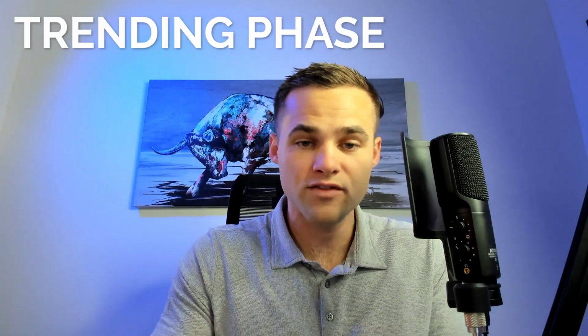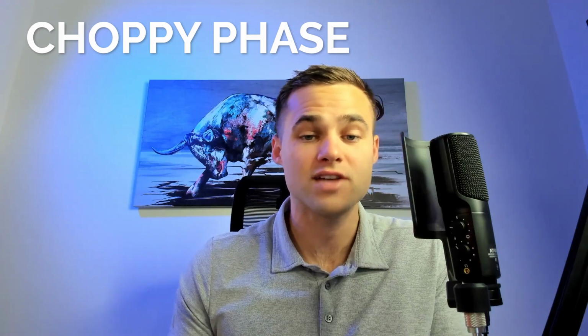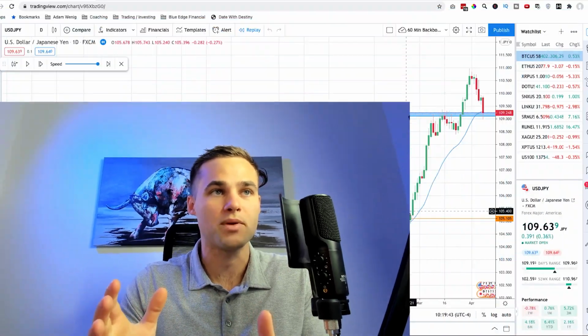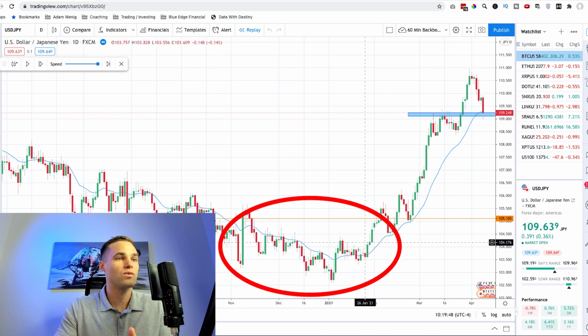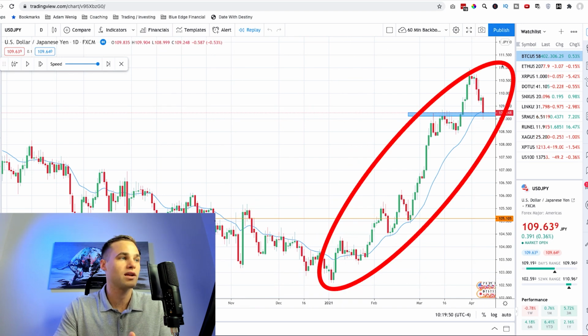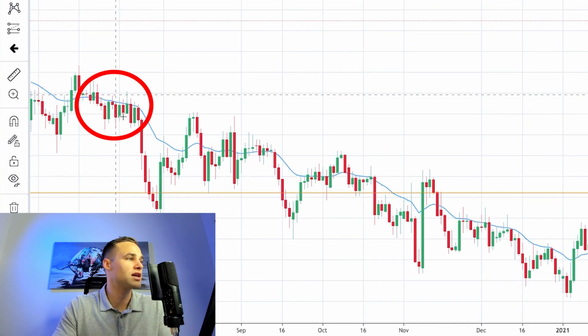Is it in a trending phase? Is it in a ranging phase? Or is it just in a choppy phase? Okay, so that's why we're zooming out on these higher time frames. One, to get an idea of the market phase. So is it trending, ranging, or choppy? And if you're not familiar, a ranging market is a sideways market. A trending market is trending in one direction. And choppy is just a lot of price action that's not really moving. Like this section right here would be considered choppy action. What is the market phase?